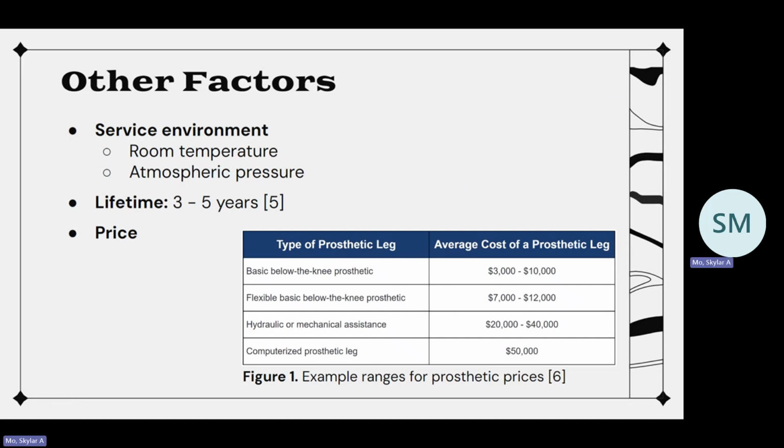The table shows example ranges for pricing of different types of prosthetics. The price can be influenced by amputation level, brand, and performance needs. Prosthetics are typically covered by insurance. However, a patient without insurance may have to pay from under $10,000 or up to tens of thousands of dollars for more advanced prosthetics. It is also important to note that the patient may have to pay for physical therapy as a result of receiving the prosthetic, which may limit how much they are able to afford for the prosthetic itself.